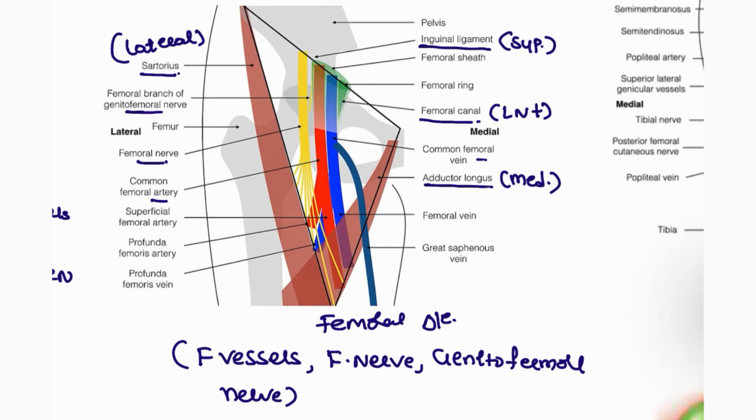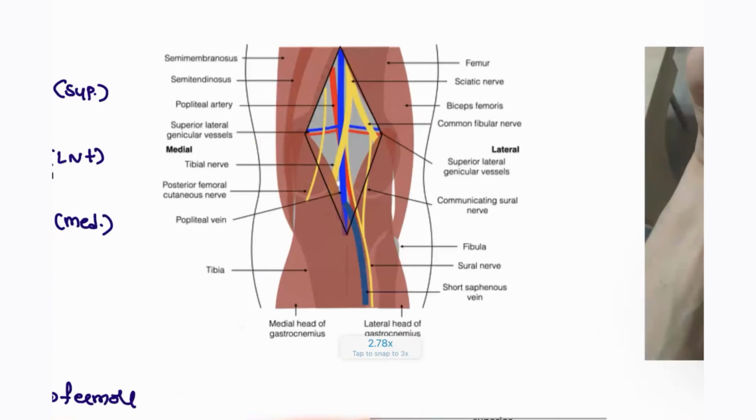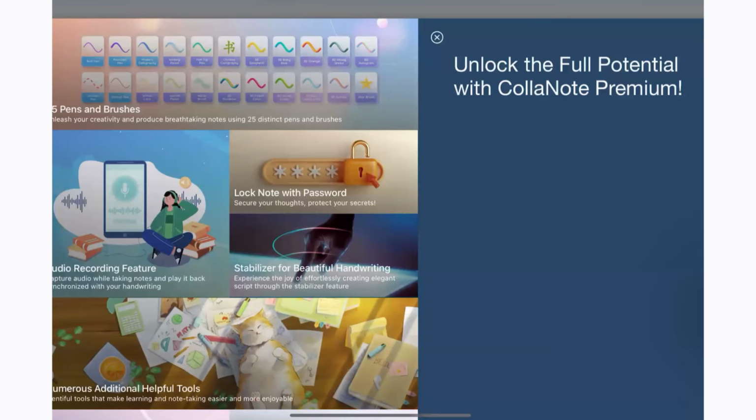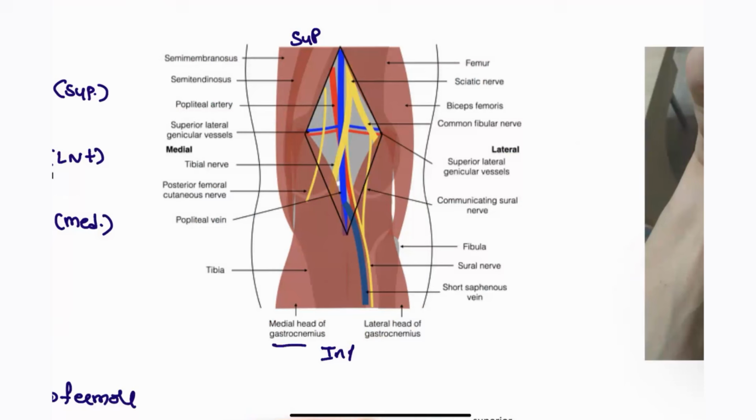Next, moving on to the popliteal fossa. What are the contents present in the popliteal fossa? The borders are easy to remember. This is the superior and this is the inferior. In the inferior region, you can see the medial head of the gastrocnemius and the lateral head of the gastrocnemius. On the superior side, two different muscles surround it: the semimembranosus medially and the biceps femoris laterally.